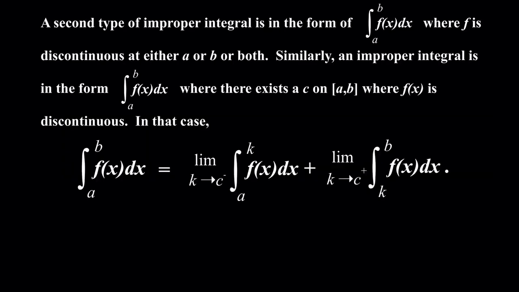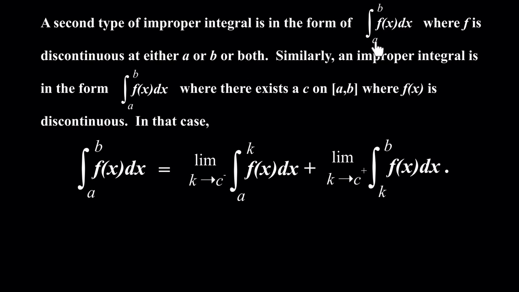Welcome to part 2 of our discussion on improper integrals. All right, so a second type of improper integral is in this form, integral from a to b of f of x dx, where f is discontinuous at either a or b or both.